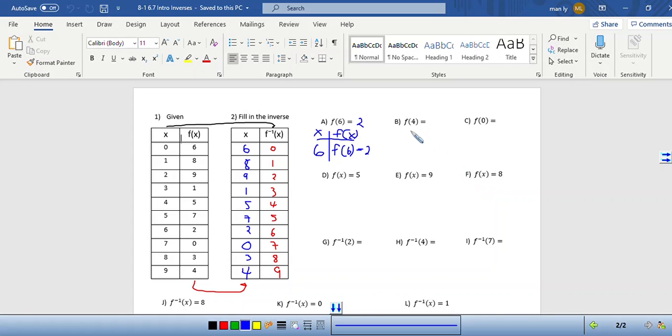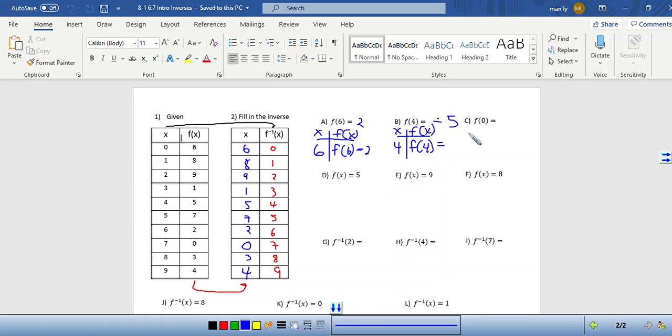So let's try this. f of 4. So again, start with my table. And then I put f of 4 as your output. This tells us our x value is 4. So again, I go to the f function and look for 4, which is here, 4. 4 is pointing to 5. So my answer for this one is 5.